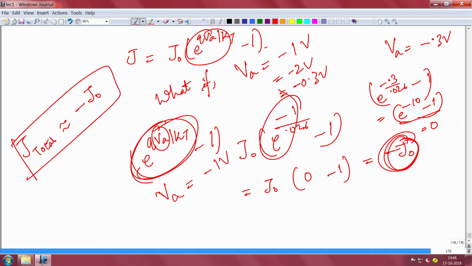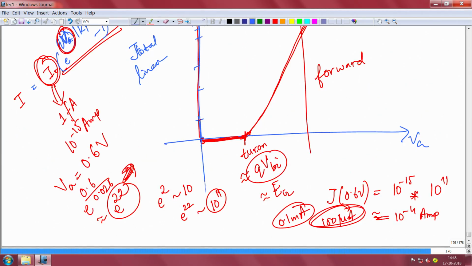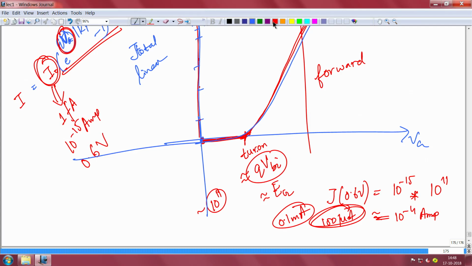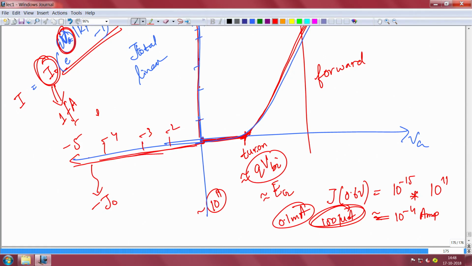So, if I plot this, this is on the forward bias side, it increases, right. On the reverse bias side, the current is actually very small like this, and that current is given by minus J naught, the reverse bias saturation current. So, on the reverse side say minus 5 volt, this is minus 4, minus 3, minus 2 and so on, the current is very small. On the forward side after a turn on it will increase a lot.